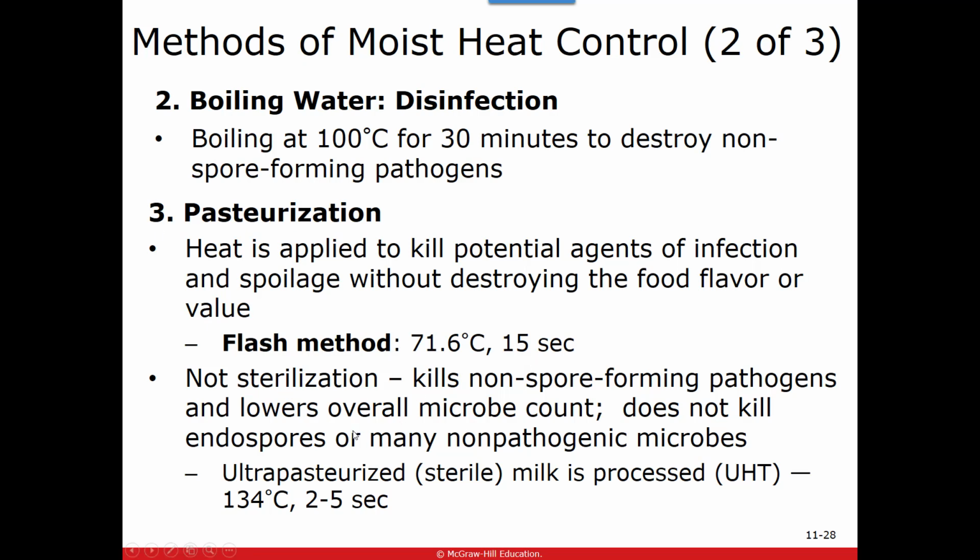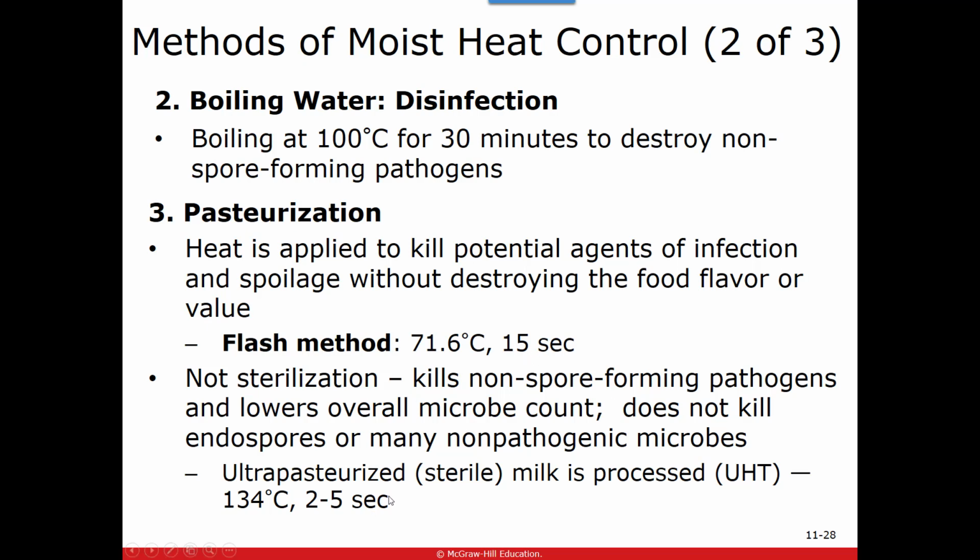My only note though is there is a type of pasteurization called ultra pasteurization, where you can reduce the time from 15 seconds to 2 to 5 seconds, but you're going to increase the temperature by a lot.